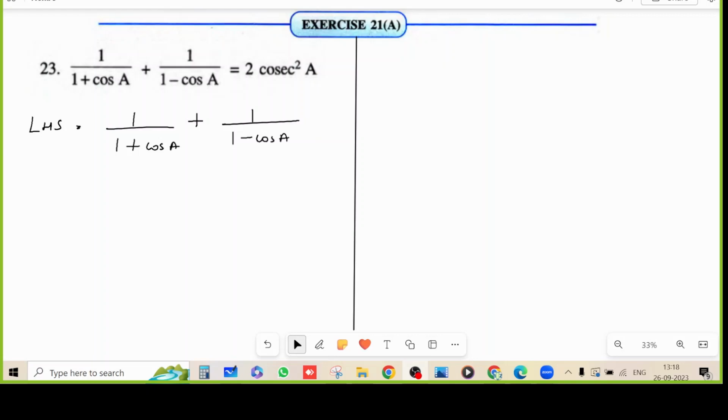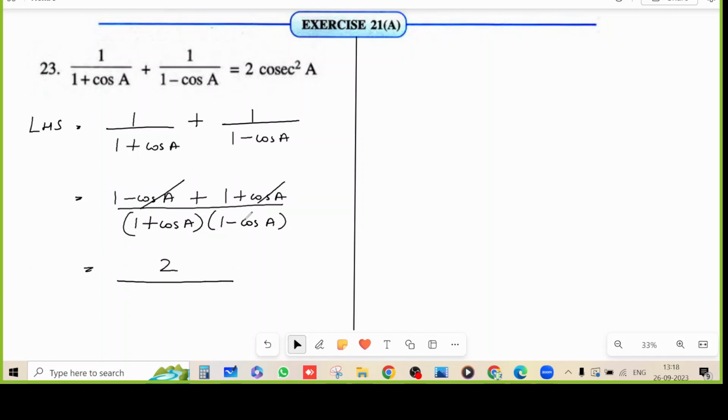Let's now begin with question number 23. The left hand side is given as 1 upon 1 plus cos A plus 1 upon 1 minus cos A. Here we will take the LCM. The LCM will be the product of the two expressions, that is (1 plus cos A) multiplied by (1 minus cos A). The numerator will become 1 minus cos A plus 1 plus cos A. Minus cos A plus cos A will get cancelled out. The numerator will become 2 and the denominator is of the form (a plus b) into (a minus b).